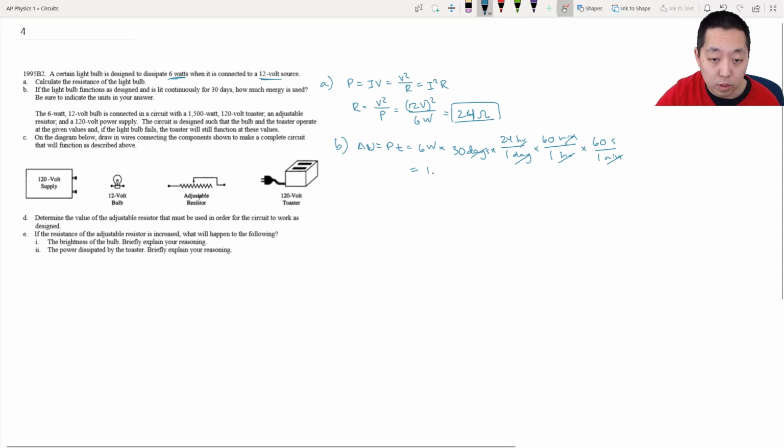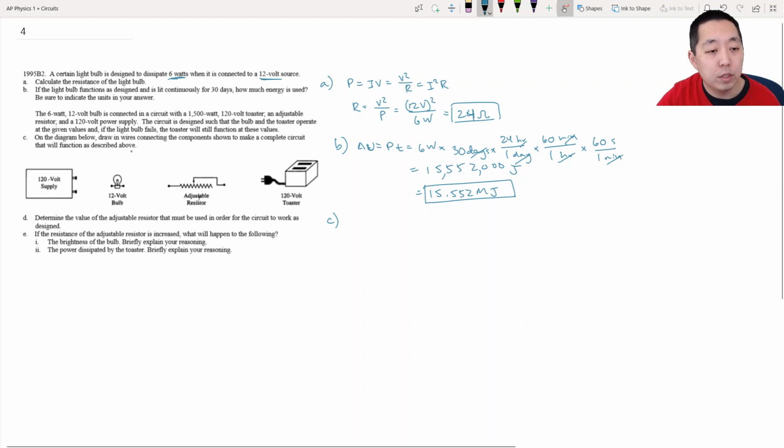That's 6 times 30 times 24 times 60 times 60. So I got 15,552,000 joules. And if you wanted to do this in megajoules, that would equal 15.552 megajoules of energy. Okay? Which sounds like a lot, but it's not as much as you might think.